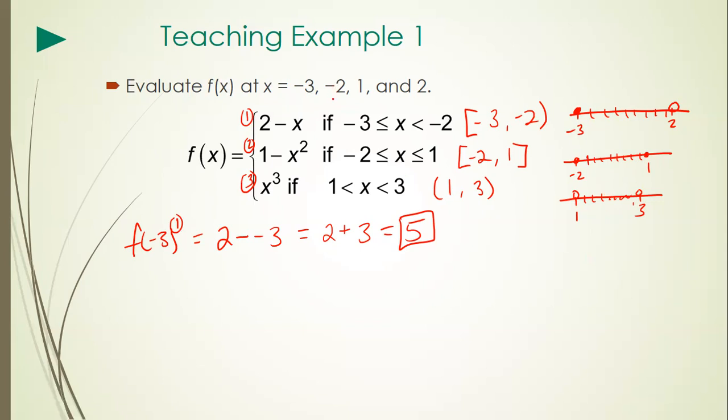All right. Now it says evaluate -2. So f of -2. Which interval does -2 fall on? The second one. So I'm going to substitute in -2 for x. So we have 1 minus -2 squared. What is -2 squared? 4, positive 4, because a negative times a negative is a positive. And what's 1 minus 4? -3. So f of -2 for this piecewise defined function is -3.